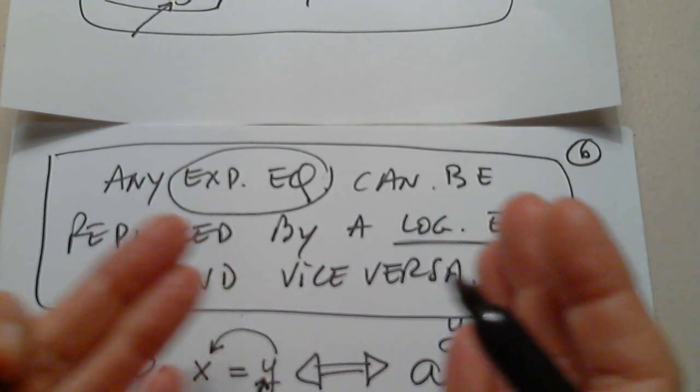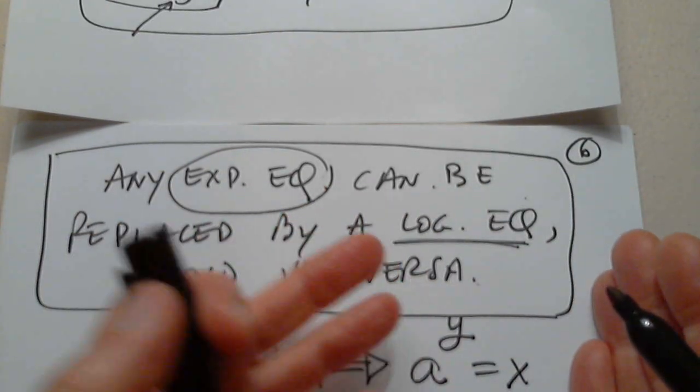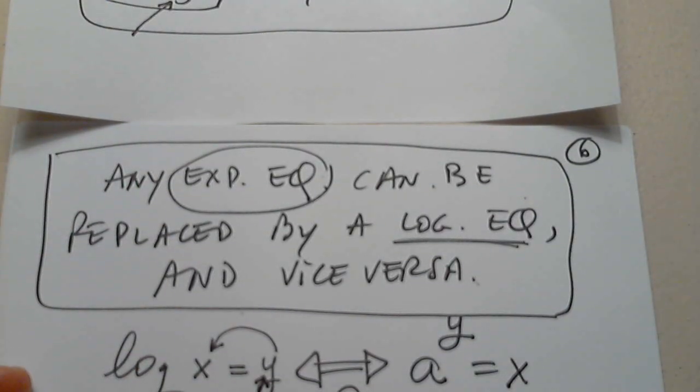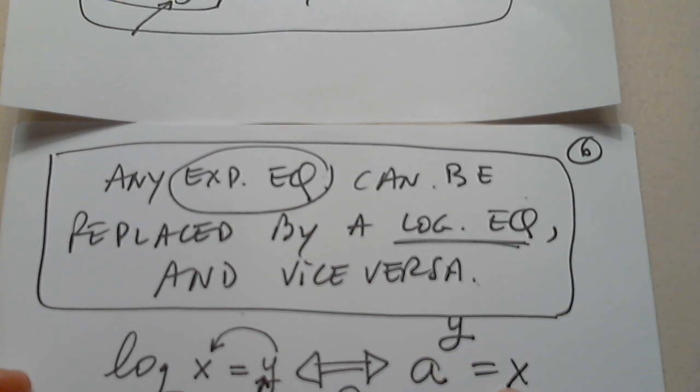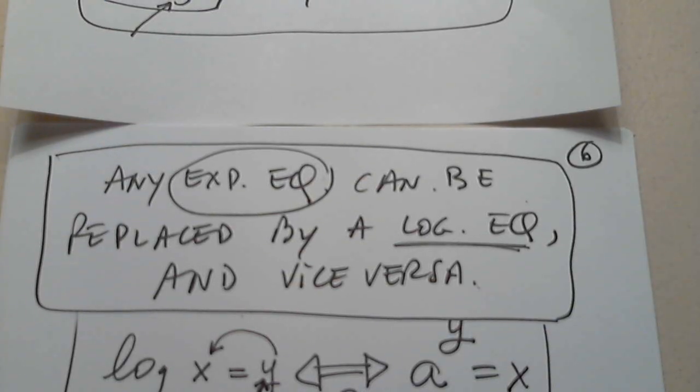Any exponential equation can be replaced by a log equation. Any log equation can be replaced by an exponential. Why is this useful? Because if I want to solve logarithmic equations, I may have to change them into exponential to solve them, and vice versa. If you give me an exponential equation, I may not be able to solve it till I change it into a log equation. That's why this is super important. I'm going to say that this is the most important item in this section.